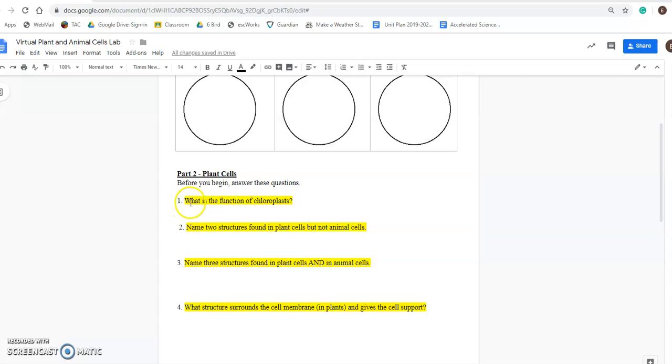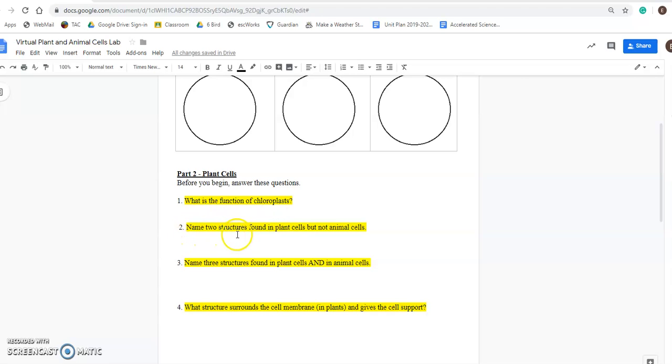The first question says, what is the function of chloroplasts? Remember that function means job, so what does the chloroplast do? You can find this information in your notebooks. You might look at your plant cell page, and we added that word chloroplast to it. Take a look at your notebook, see if you can find the answer, and you're going to write it here. You do not need to use complete sentences.